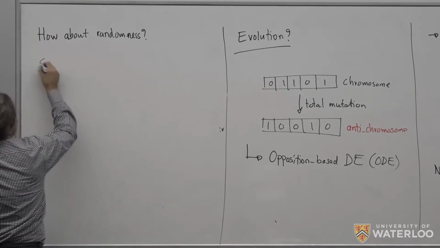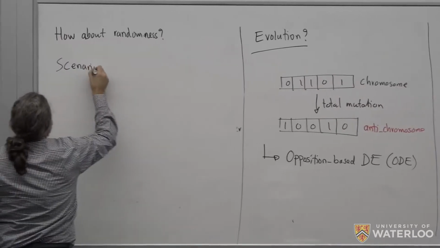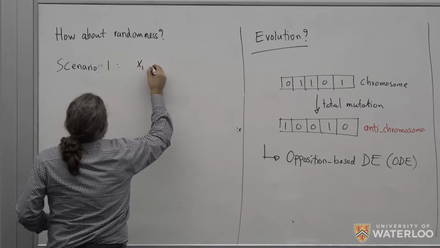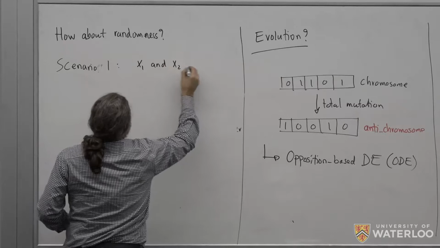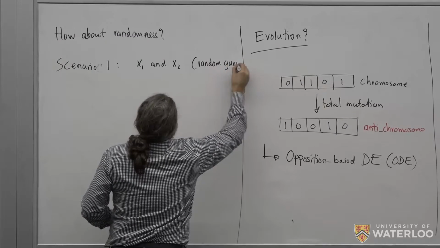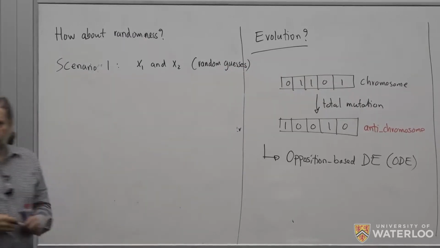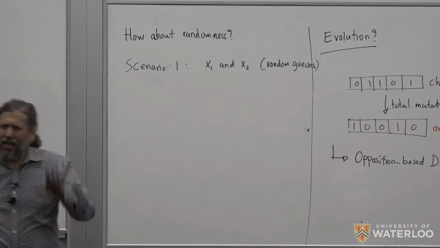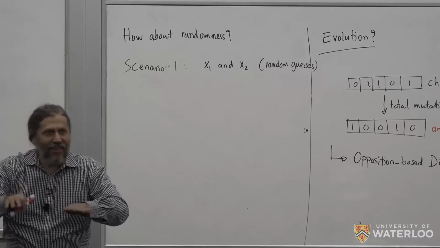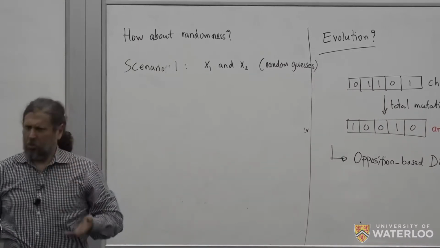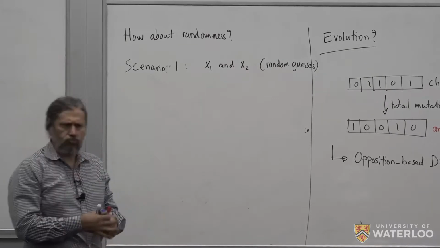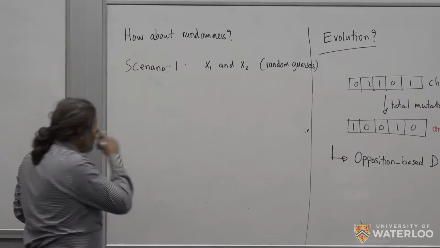So, scenario 1: x1 and x2. These are random guesses. So I make 2 random guesses at the same time because I like your idea that you have 2 alternatives and you look which one is better and you continue with that. I like it. But I don't buy into your idea of oppositeness. I do it with random numbers. Why not? Random sampling is a very powerful thing. Yes, you can do that, sure.